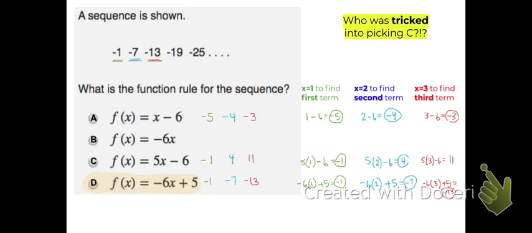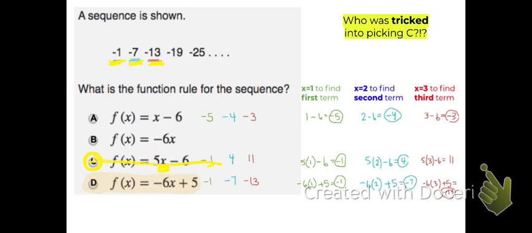C is a trick choice, and notice it is before the real answer, D. If we look at option C here, if you put in 1 for x, 5 times 1 minus 6 does give us this -1, the first number in the sequence. But if you put in 2 for x, 5 times 2 minus 6 does not give us this -7. It gives us 4. If you put in 3, it does not give us -13. It gives us 11. So the answer is not C. You have to move on to D.